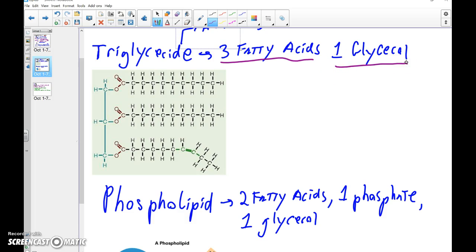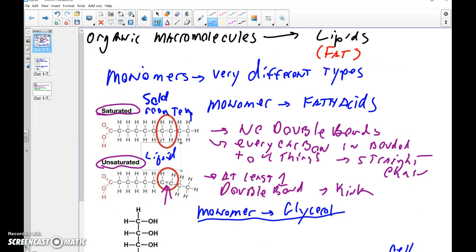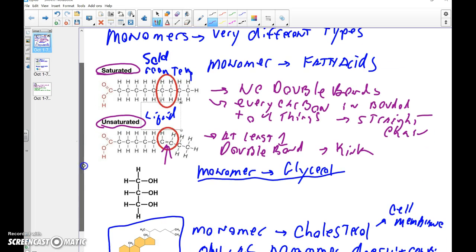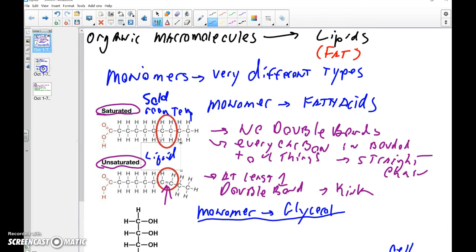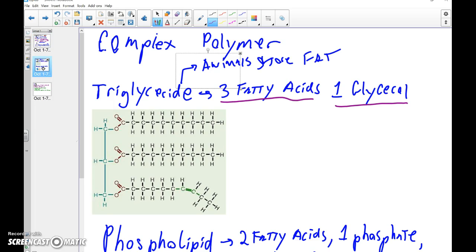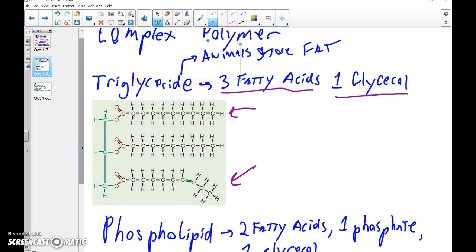So these monomers that we talked about over here, you can see the fatty acids and the glycerol. There are a combination of 3 fatty acids and 1 glycerol to create this polymer. Now, all 3 fatty acids could be saturated, like these right here. All 3 fatty acids could be unsaturated, like this one right here. Or, like the example you see in front of you, it could be a mix, where some are saturated and some are unsaturated, okay? The most important thing is, if it's a triglyceride, it has 3 fatty acids.